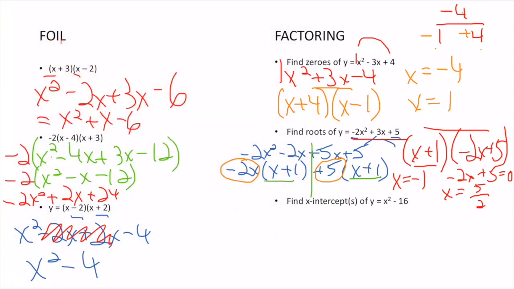So the last one here, I have x squared minus 16. Again, if you can recognize this, it'll save you some time. All this ends up being is a difference of squares, so I have x minus 4 times x plus 4. I took the square root of x squared and the square root of 16, and I just put a negative on one and a positive on the other.